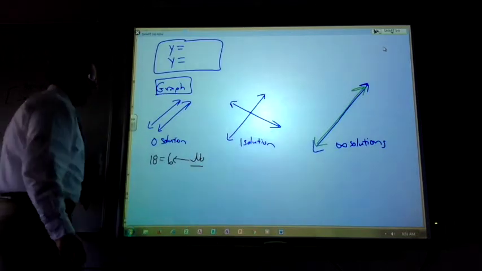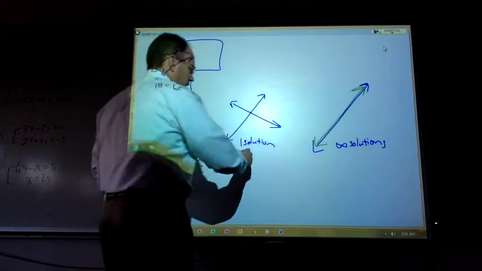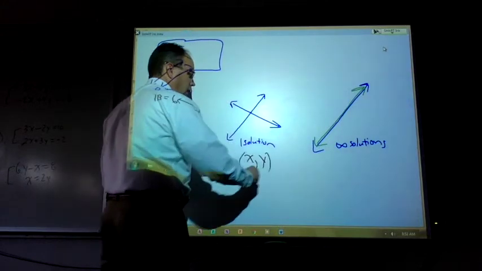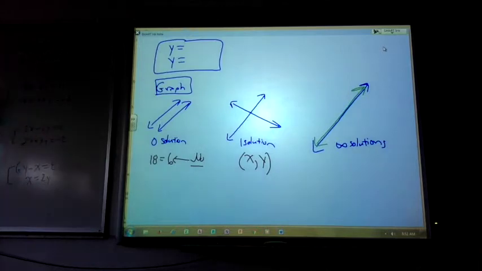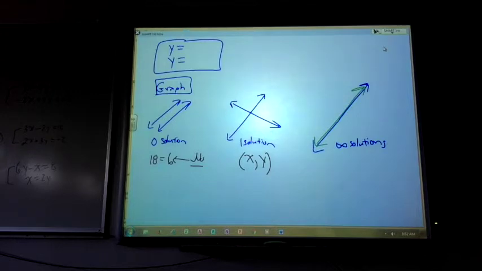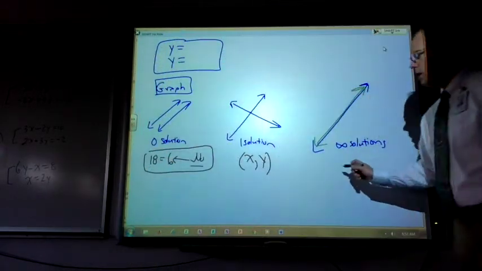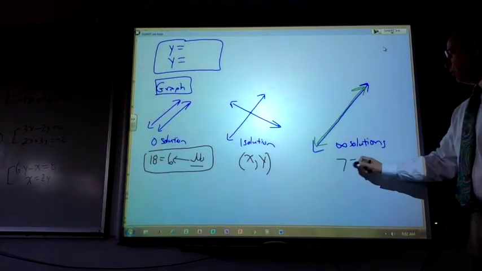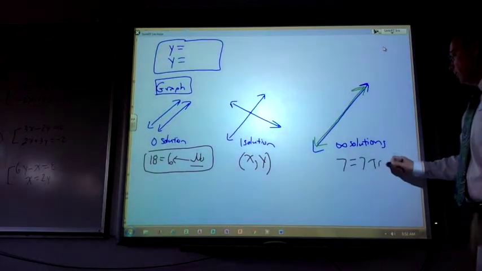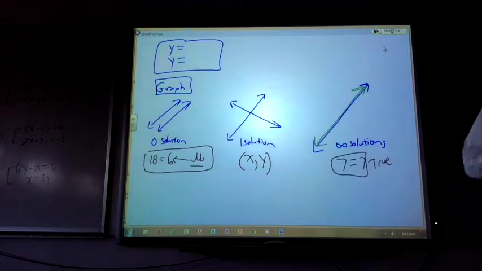If I had one solution, that means I get a single x value and a single y value when I solve it. I break down my problem, I use substitution, I use elimination, I use graphing, but I get an x and a y value. If I have infinite solutions, it might be 7 equals 7, equal to each other. That's totally true. So if you work it out and you get a true statement, you have infinite solutions. If you work it out and you get something ridiculous, a false statement, there's no solution.